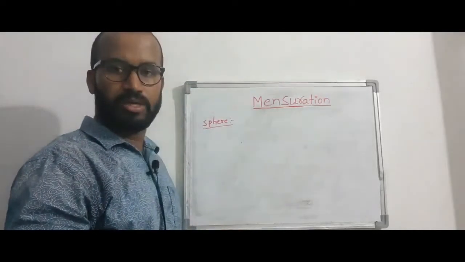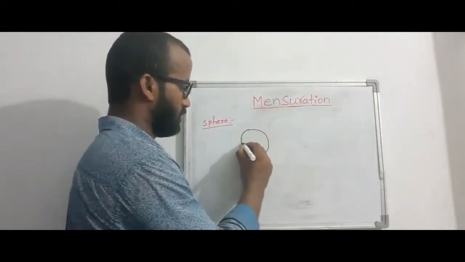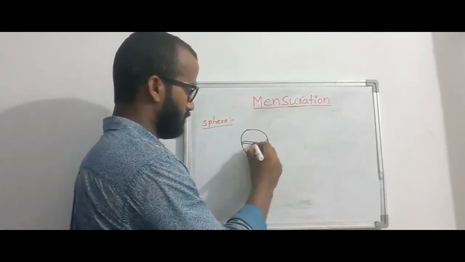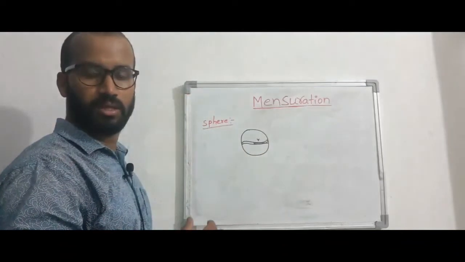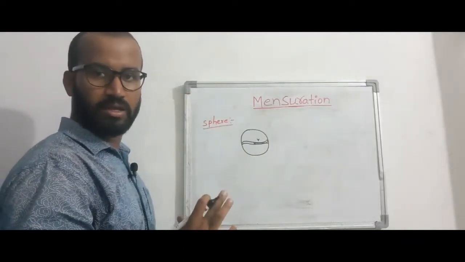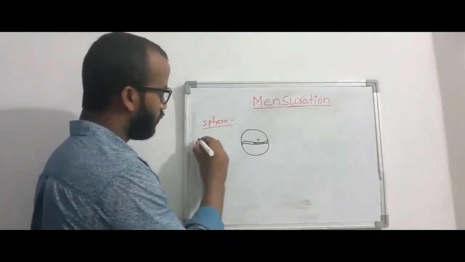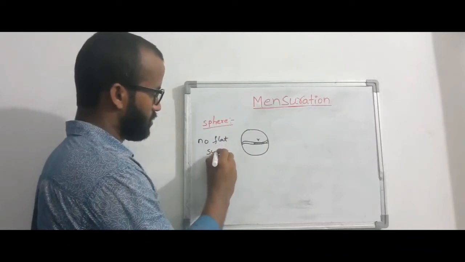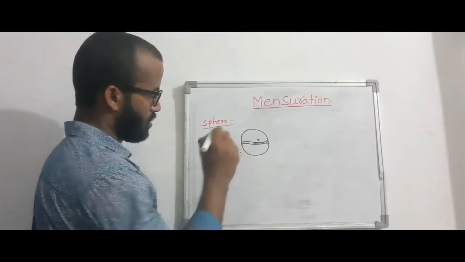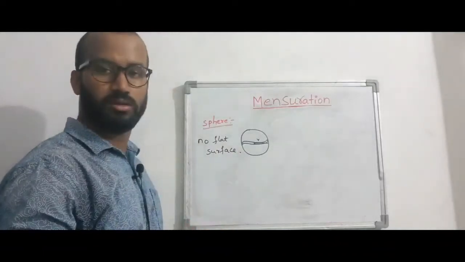Our next 3D shape is sphere. Sphere with radius r. Sphere having only curved surface, no flat surface. No flat surface. How to find total surface area of sphere?